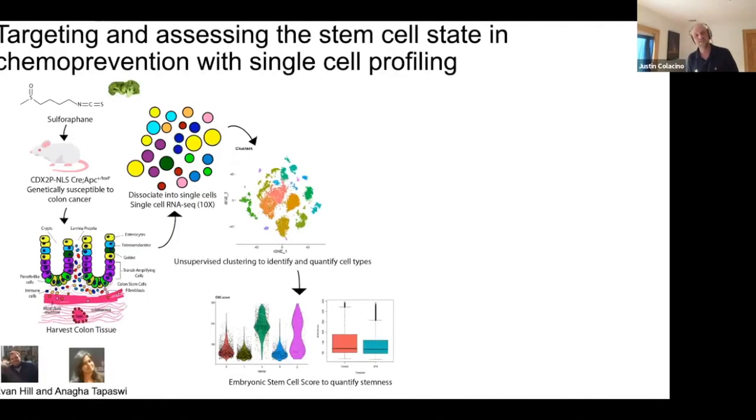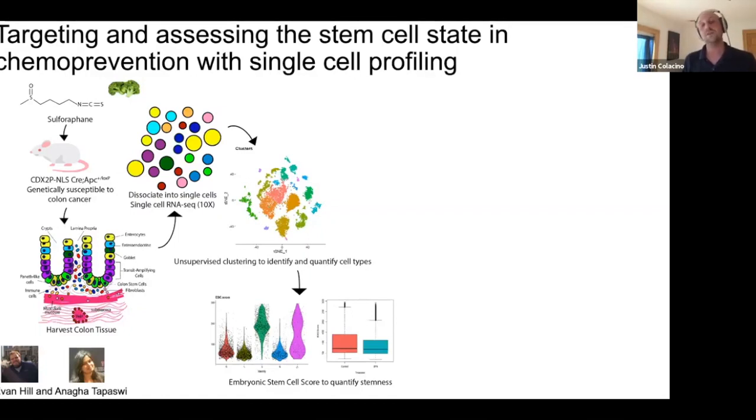And so this is a study that we've been working on, a PhD student in my lab, Evan Hill, and research technician Anaga Tapaswi, where we're looking at the effects of a natural product from broccoli called sulforaphane. We've treated mice that are genetically predisposed to getting colon cancer with this, and then we've been doing some single cell profiling of their guts to really understand what are the impacts of sulforaphane on different cell populations to see, can we target the stem cell state?